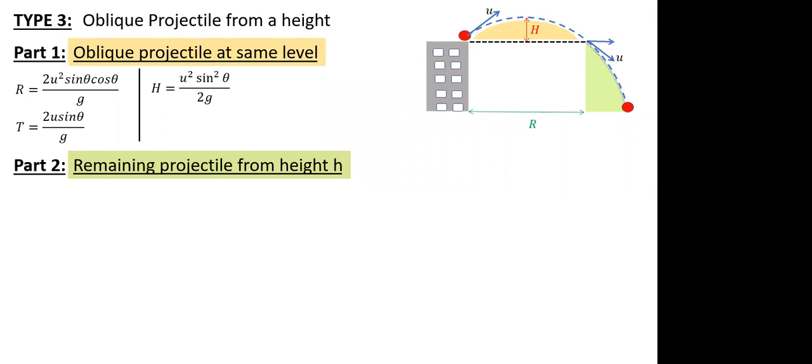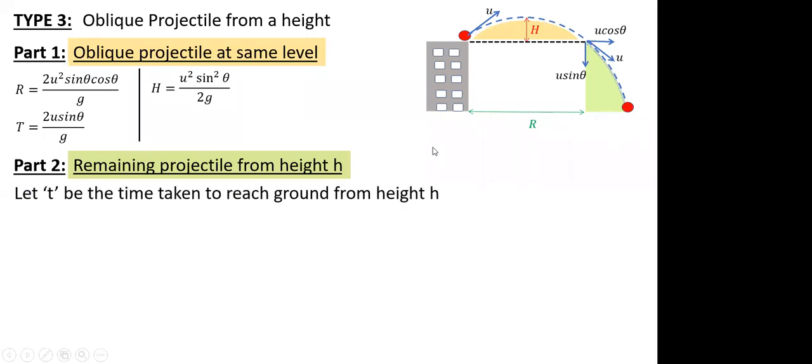So I can say the horizontal component will be u cos theta, and the vertical component at that moment will be u sin theta. Now the second part, I'm going to begin from this moment, this part. So you can directly say, let small t be the time it takes to reach the ground from that particular height.